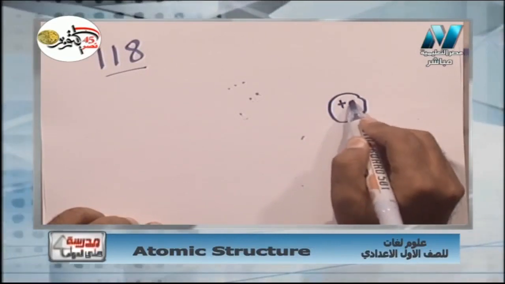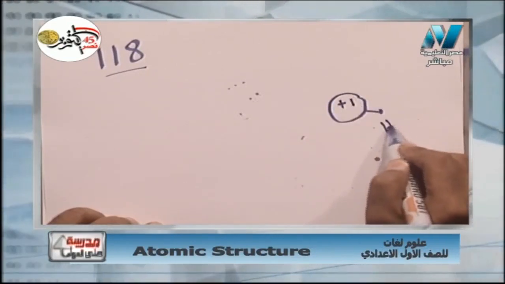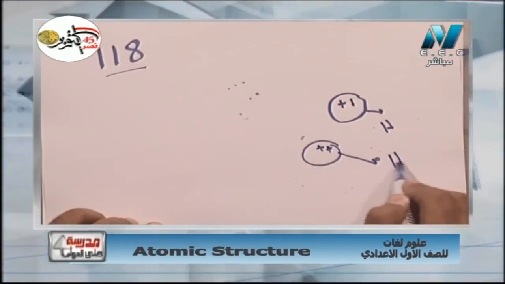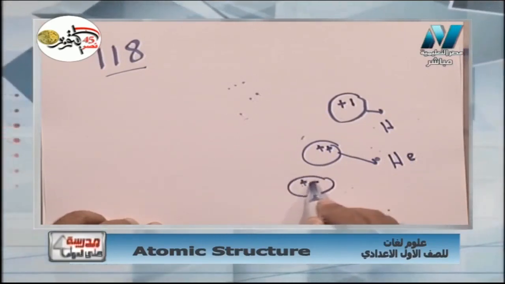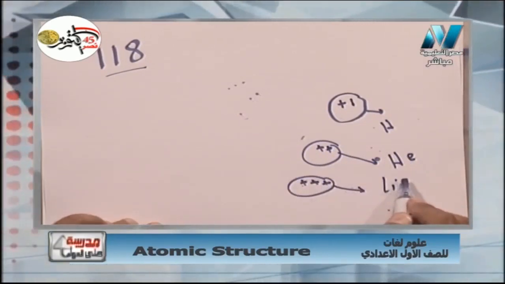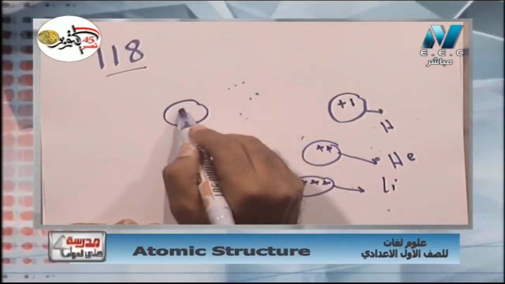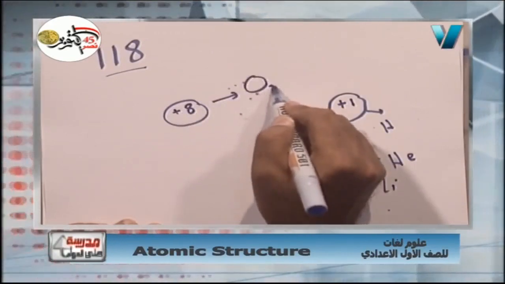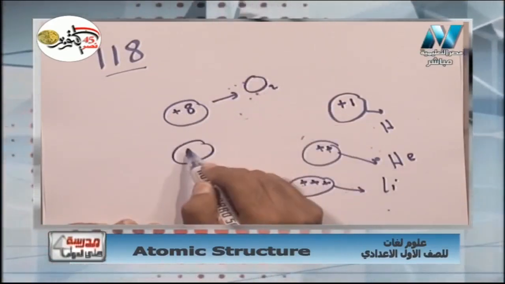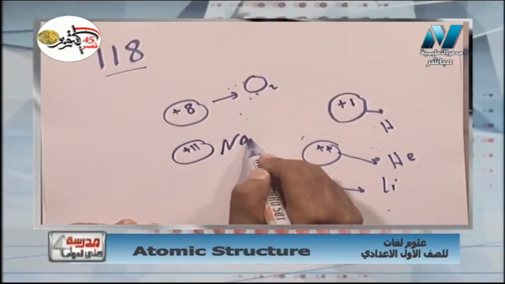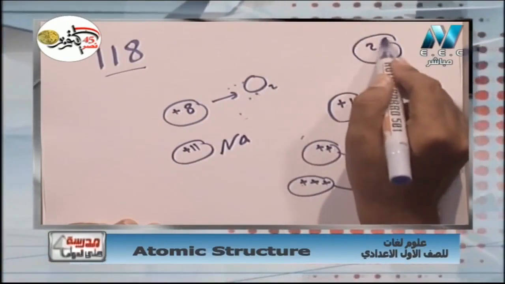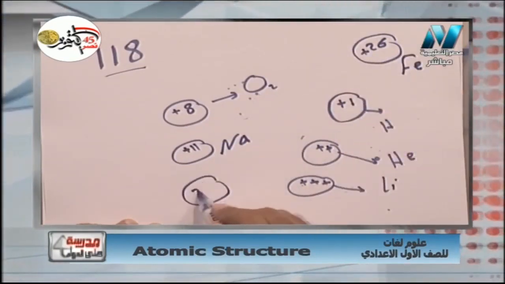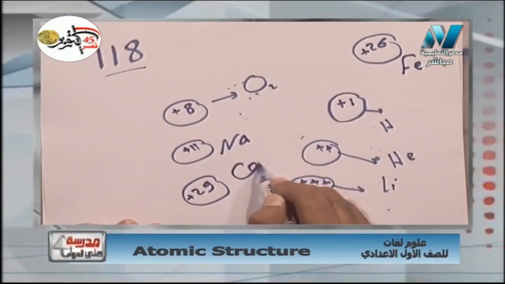If the number of protons is 1, it is hydrogen. If the number of protons is 2, it will be helium. If it is 3, it will be lithium. If it is 8, it will be oxygen. If it is 11, sodium. 26, it's iron, and so on. 29, it is copper. Okay?